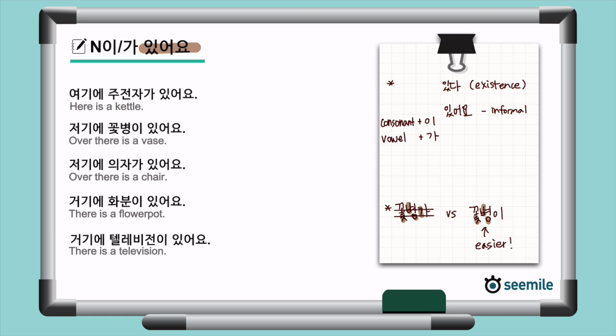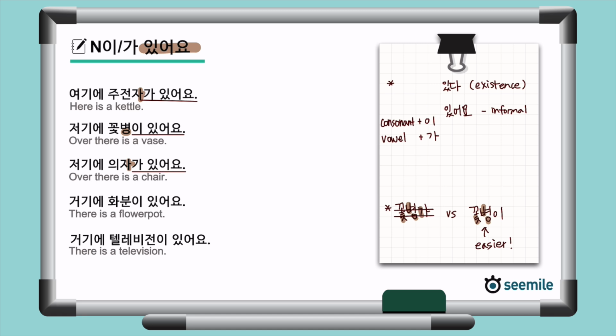So let's get back to the usage of 있다. How would you say there is a kettle? 주전자 ends in a vowel, so 가 있어요 is added. 주전자가 있어요. There is a vase. 꽃병 ends in a consonant, so 꽃병이 있어요. There is a chair. 의자 ends in a vowel, so 의자가 있어요.